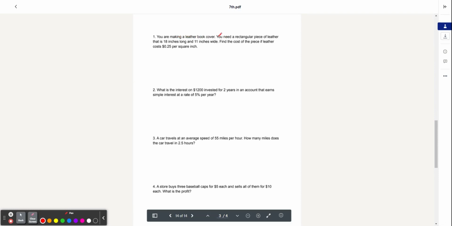You are making a leather book cover. You need a rectangular piece of leather that is 18 inches long and 11 inches wide. Find the cost of the piece if the leather costs 0.25 dollars per square inch. So first we have to find the area of the leather piece. In order to do that, we have to multiply the length with the width. So 18 times 11, that is 198 inches squared.